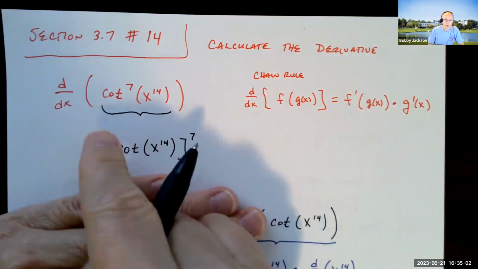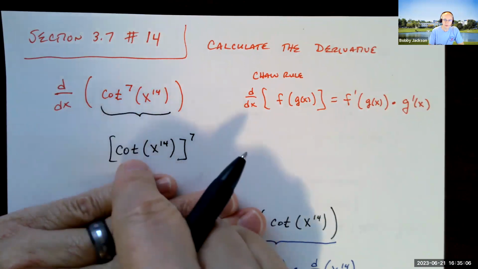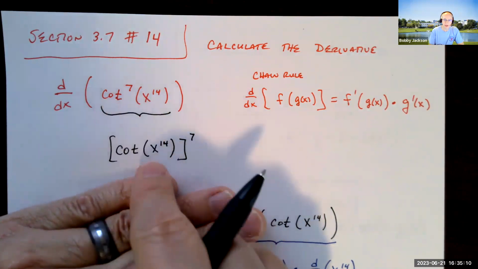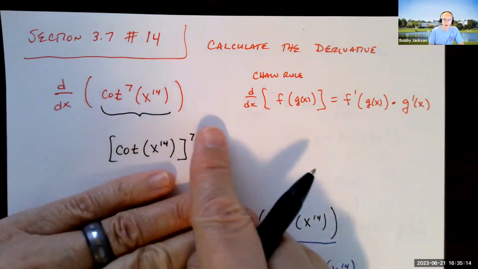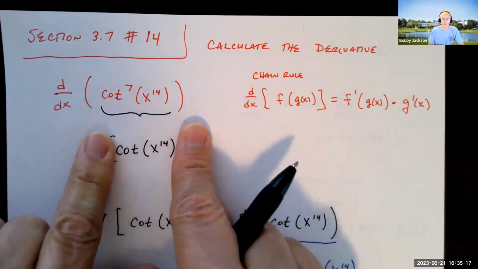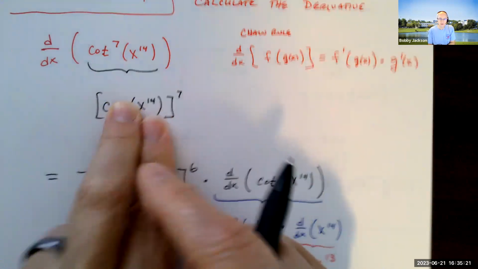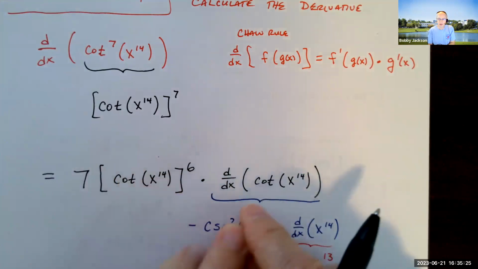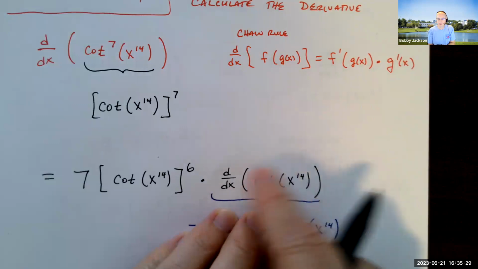So when we take the derivative here, notice cotangent, this is really cotangent of x to the 14th, to the 7th power. That's the way we write it in shorthand notation. So the outer function here is u to the 7th power, whereas the inner function is the cotangent of x to the 14th. So the derivative of the outer function, u to the 7th, is 7u to the 6th, where u is cotangent of x to the 14th, times the derivative of that inner function. That's the g prime of x, the derivative of the inner function.